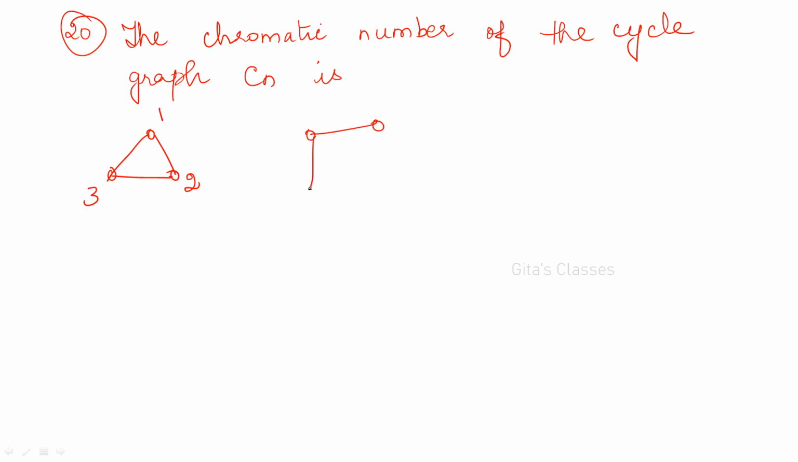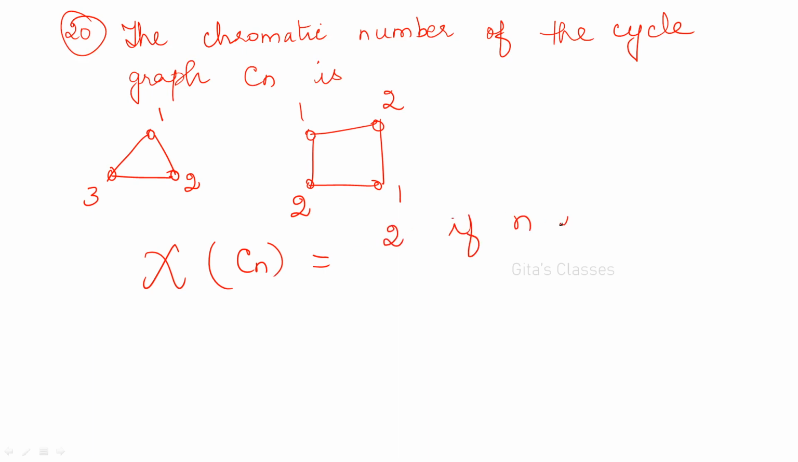And if it is even, so 1, 2, I can assign 1 here because they are not adjacent, 1 and 1. I can assign 2. Similarly, you can check for odd number of vertices. So chi, this is the symbol for chromatic number. So chi of C_n, that is the chromatic number of the cyclic graph, is 2 if n is even and 3 if n is odd. This is the chromatic number.